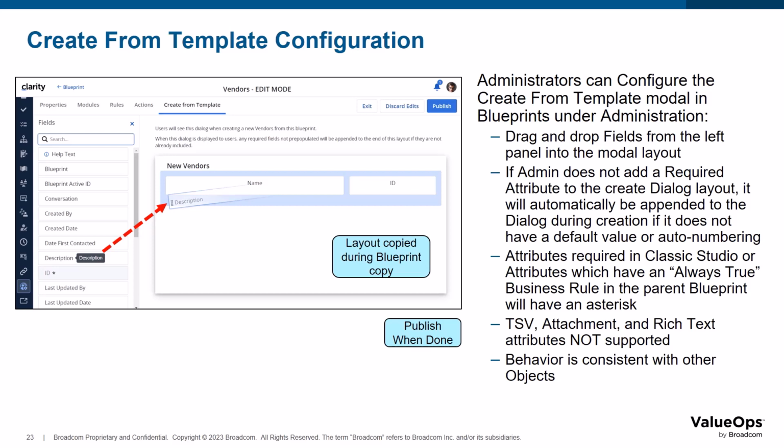TSV attributes, attachment, and rich text attributes are not supported in the Create dialog. And while we expanded the Create from Template capability to include custom master objects, objective, and the agreement objects, this is really the same behavior that's consistent with other master objects that we've delivered in prior releases.